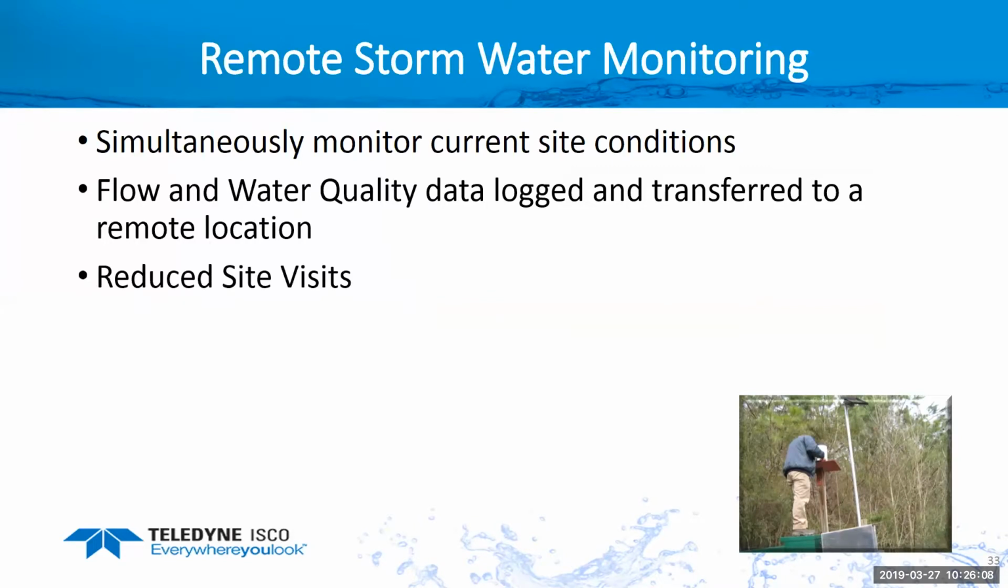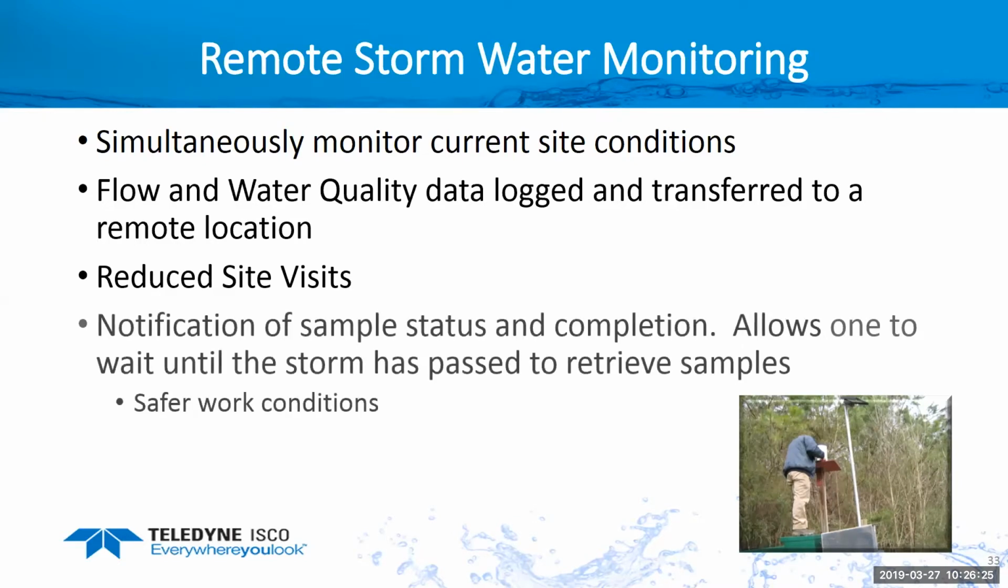This reduces site visits, because you'll be able to look at the site on your computer before even visiting it to see: did the sample get taken, and if it did, when did it go, what is my power situation, do I have to replace the battery. So we get a lot more information without having to send somebody out there. With notifications that tell us when the sample was started, what its current status is, or when it completed, we can wait until the storm has passed to go out and receive those samples. That's going to create much safer working conditions for your crew, so they're not out there in the middle of the rain or the storm. This way they know the sample's done by the time they get there.